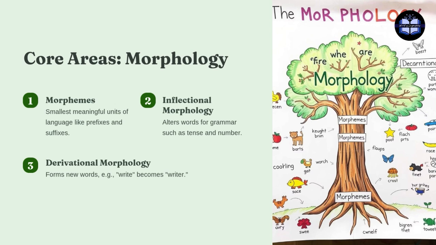Morphology focuses on the smallest units of meaning in language, which is called morphemes. Inflectional morphology changes words grammatically, like adding ed to form the past tense in English. For example, if we put ed in the word walk, it becomes walked, which shows the past form of walk. Next up, we have derivational morphology, which creates new words, like write becoming writer. Isn't it fascinating how tiny changes can alter meaning completely?